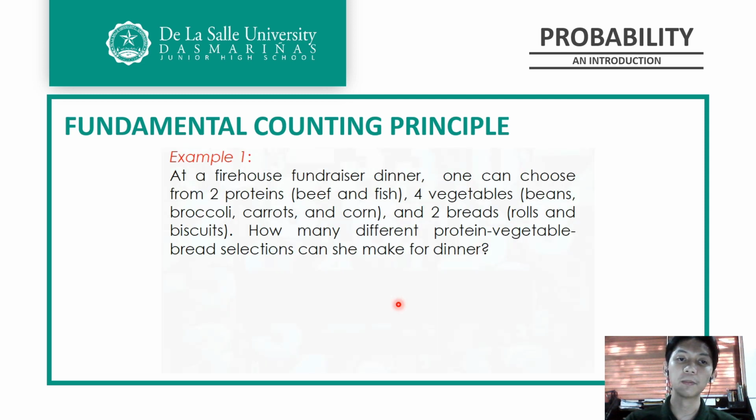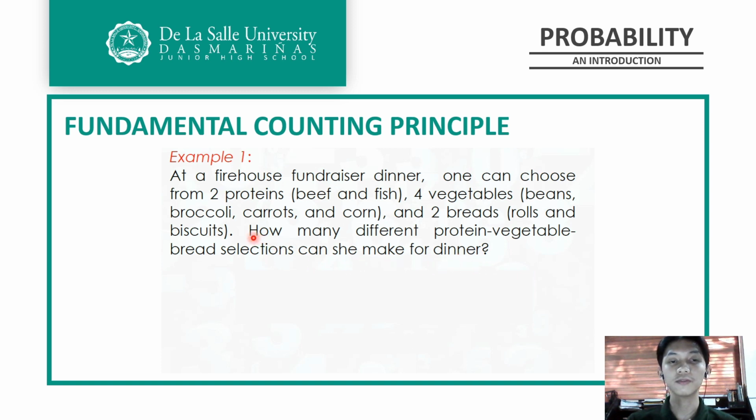So let's have this example. At a firehouse fundraiser dinner, one can choose from 2 proteins, beef and fish, 4 vegetables: beans, broccoli, carrots, and corn, and 2 breads: rolls and biscuits. So how many different protein, vegetable, bread selections can she make for dinner?